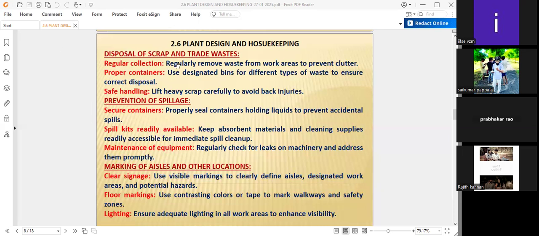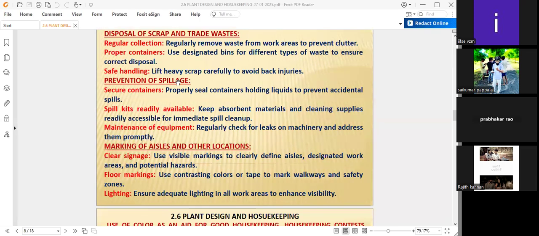Regular collection is important. Regularly remove waste from work areas to prevent clutter, and use proper containers, designated bins for different types of waste, to ensure correct disposal. Where paint drums, carboys, syntax tanks or loose materials are handled in containers, properly they should be given designated points, and thereby identification and traceability will be important and taken care of, along with easy stacking and easy unstacking.